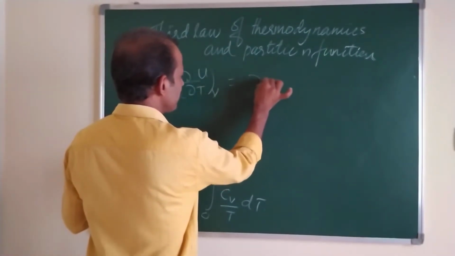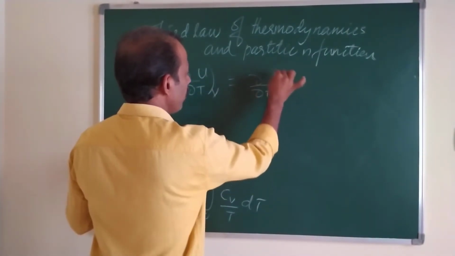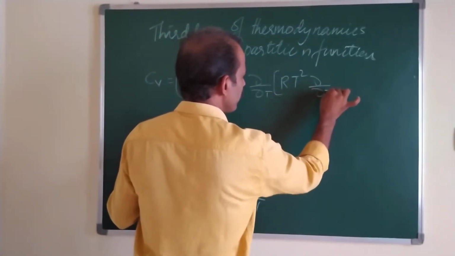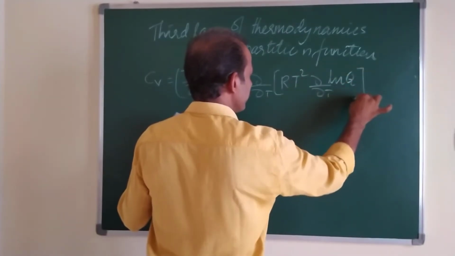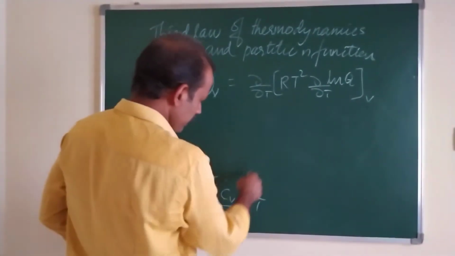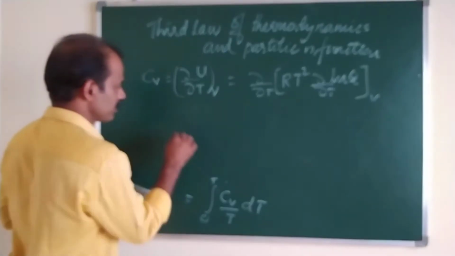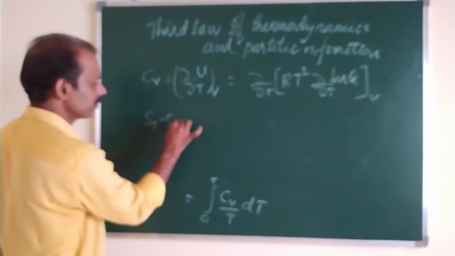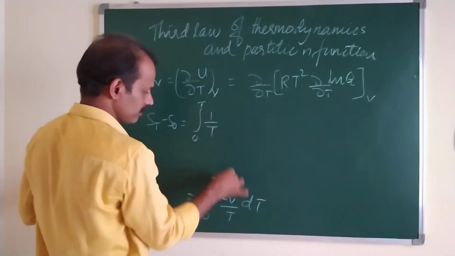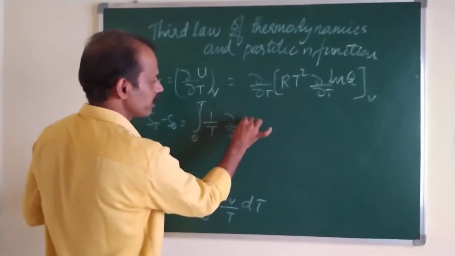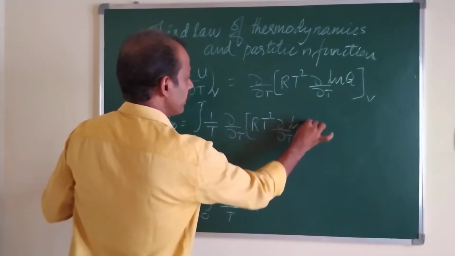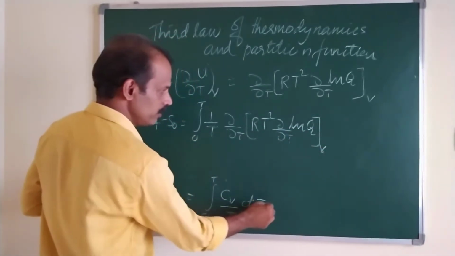Or we can write Cv as ∂U/∂T, and we know what U is: RT² ∂/∂T ln Q at constant volume. That is the equation for Cv. We are replacing the Cv by this equation. So we get St minus S0 is equal to the integral from 0 to T of 1/T times ∂/∂T of RT² ∂/∂T ln Q at constant volume, into dT.